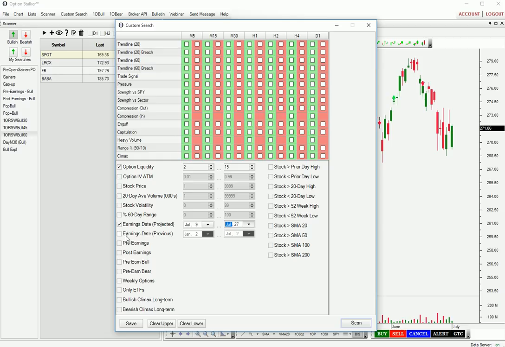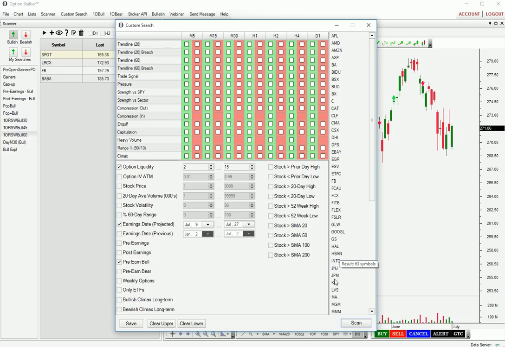Liquid options, and then I'm also going to click pre-earnings bull. This means that 75% of the time the stock rallies into earnings, and this has held true for the last 2 years. So there's a very bullish tendency for these stocks. I'm going to click scan, and these are our results.